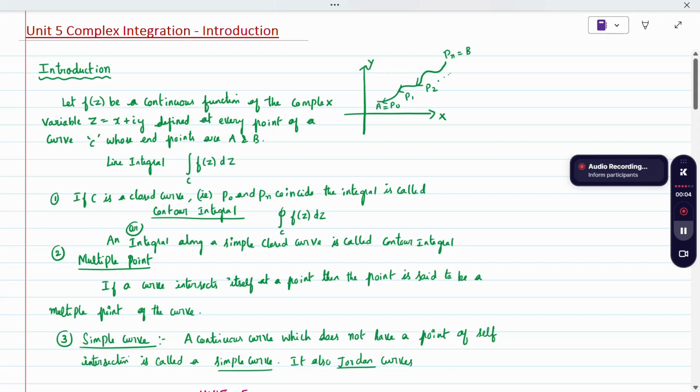Hi all, today's topic is Unit 5, Complex Integration: Introduction. First, what do we mean by an integral?